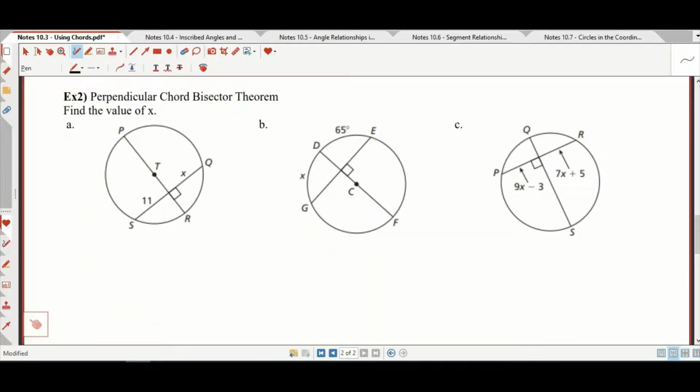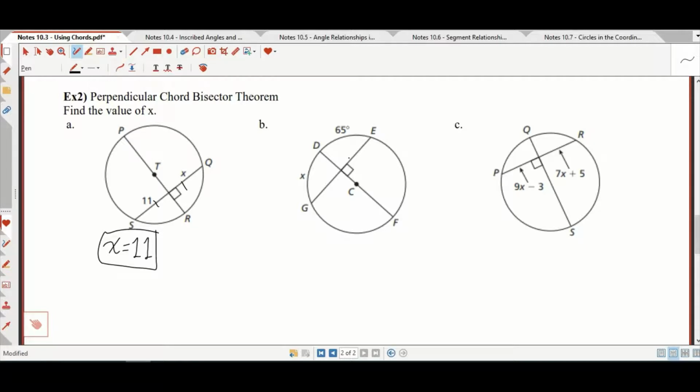Perpendicular chord bisector theorem. Find the value of x. So since we're assuming that PR is the diameter here, and actually we know it is because it makes a perpendicular line, well, I guess we have to assume it is. It's true. We have to assume that this is going through the center T. And that means that these two segments are congruent, which means in this case, x is just equal to 11, which is nice and easy.